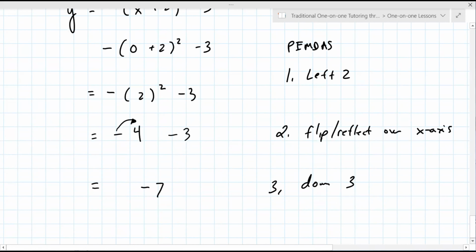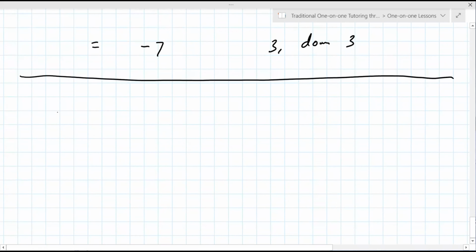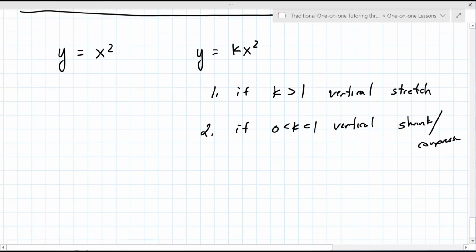Yes. Okay, so kind of last little thing here, and we tried to do it with Desmos, but it didn't really go well. y equals kx squared. There's two possibilities here. If k is greater than 1, it's a vertical stretch. And if k is between 0 and 1, it's a vertical shrink or compression. You may check with your instructor for which word he or she likes on that. I think she uses shrink.